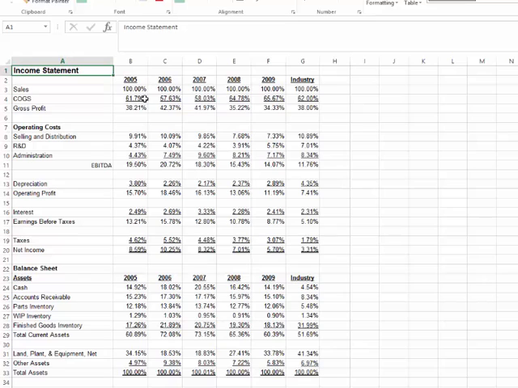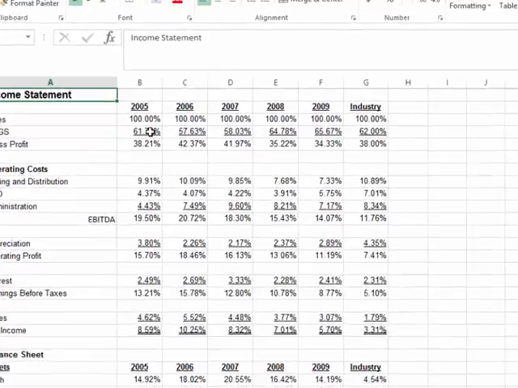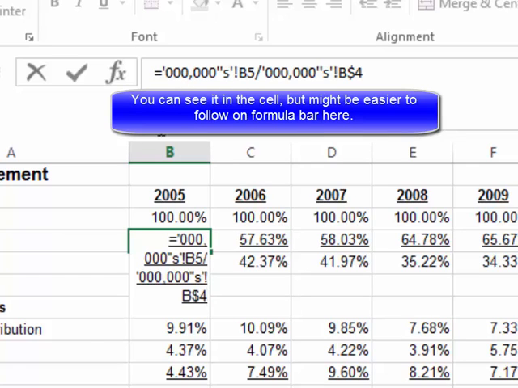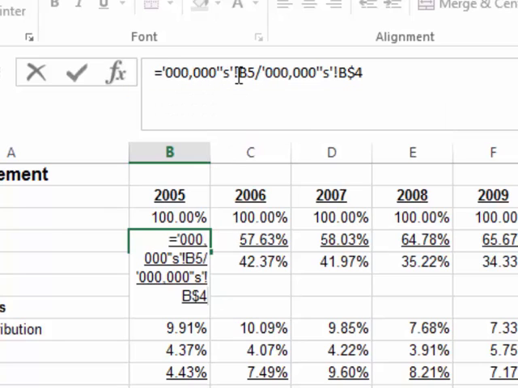Now, most of you did not have a problem with this, but if you had some cells that were incorrect, a good way to figure out what happened is to click on the cell, hit F2, and you can follow this formula through. What this says is if you go to the scaled down formula, the 000s, cell B5 divided by cell B4. And that's a way to track back where you might have made your error.